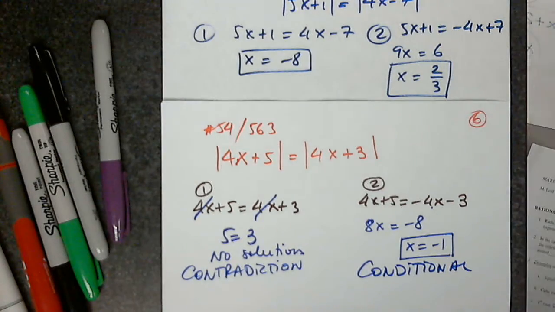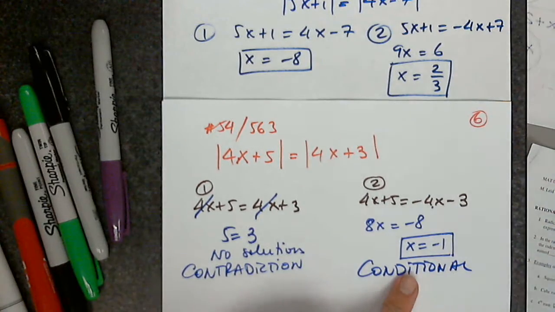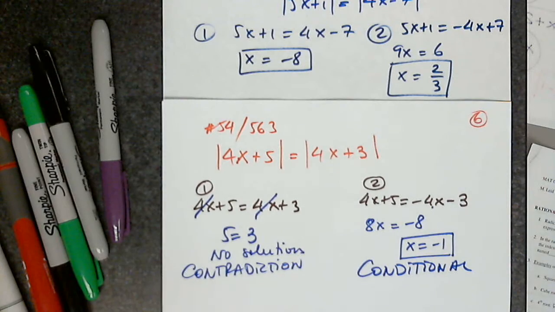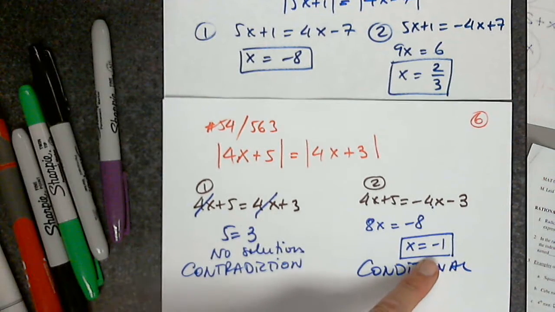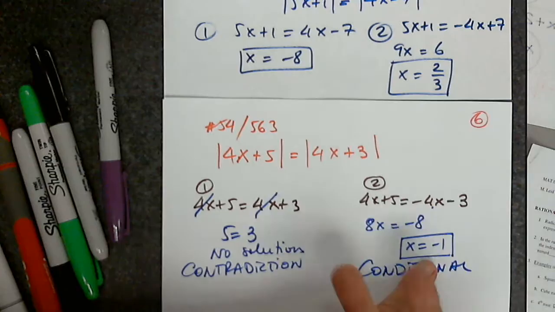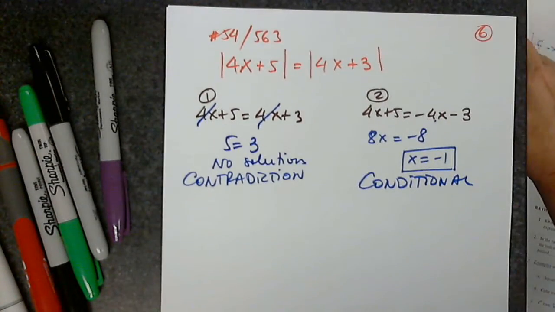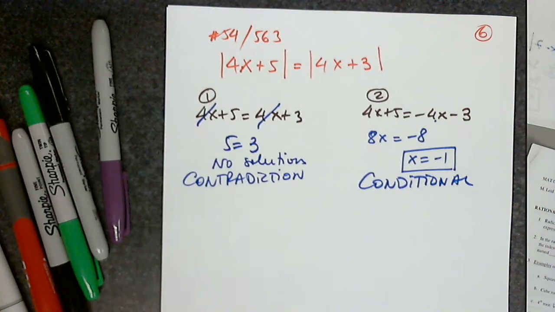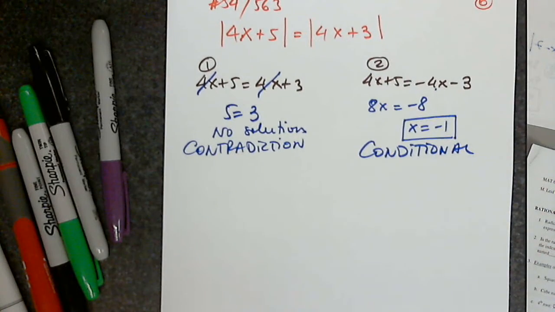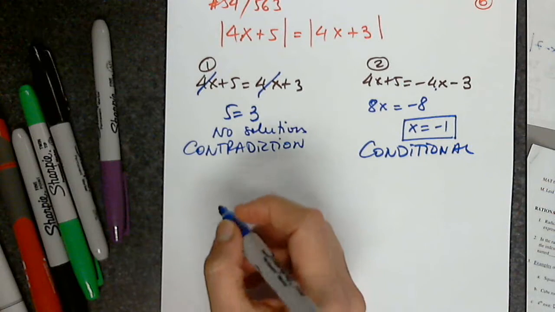So we have basically 3 types: contradiction, conditional, and identity. Identity has infinitely many solutions. Contradiction has none. When an equation has solutions, it's called conditional. It's true only for this value. That's the condition. X must be negative 1 for this to be true. For anything else, it's false. Very good. So I think we're ready now to move on to, oh, I wanted to ask you a question.